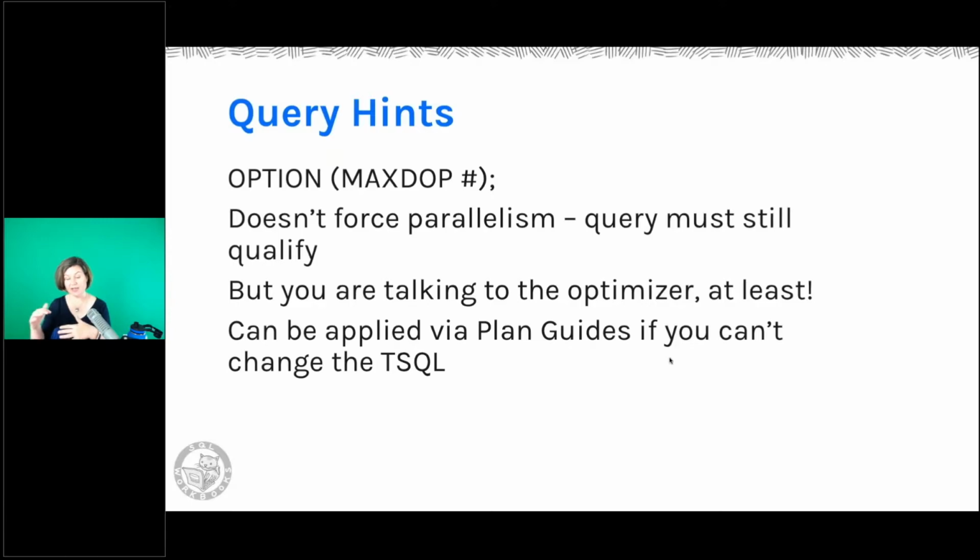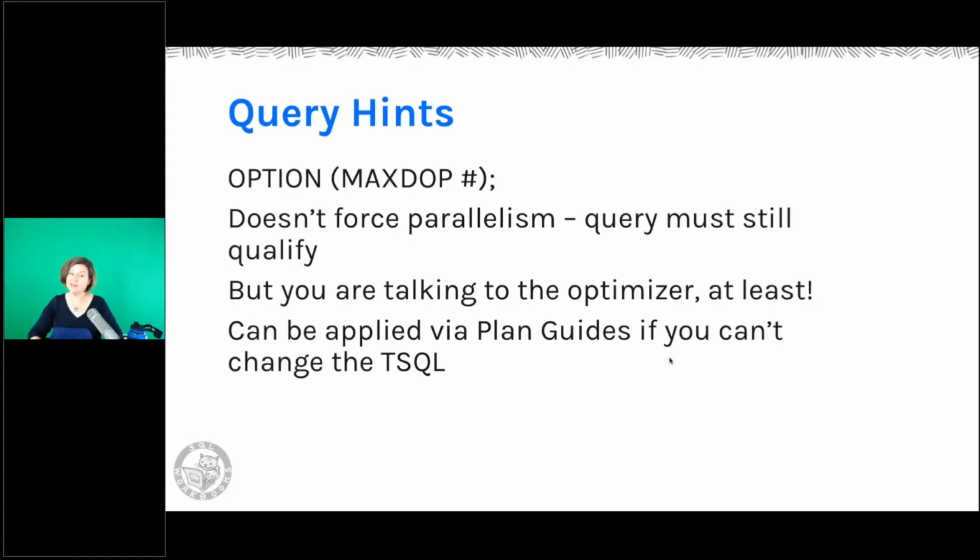You can set up a plan guide that says when you see this text, you can say whether or not it's part of a stored procedure, I want you to tack on a hint, and you can tack on a MAXDOP hint. That is actually kind of a cool thing about query hints if you just want to change the degree of parallelism for a few queries that need help and you can't change the code.